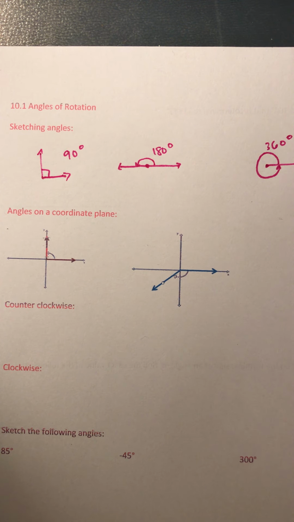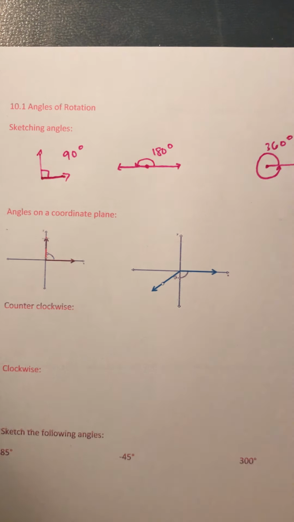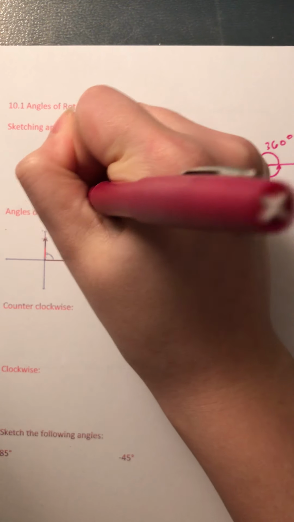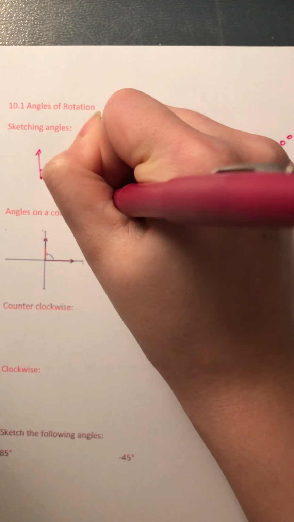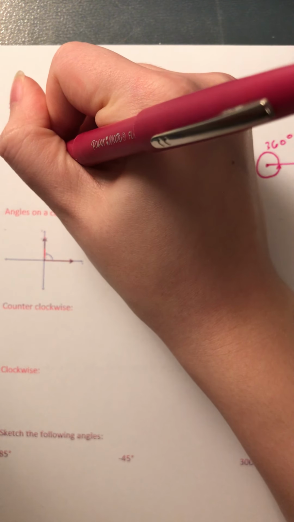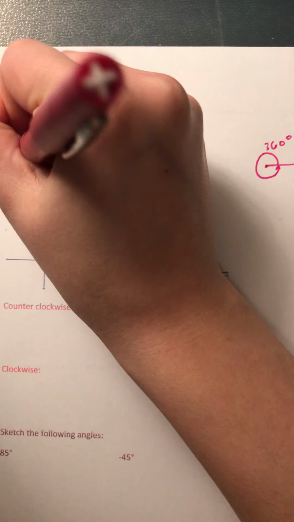So hopefully just some vocabulary review. The initial side of your angle is where you start, so it's usually like the bottom of your angle. So for example, this is called the initial side. And the final side is where you end up. So you started here and you went here, this is the terminal side.